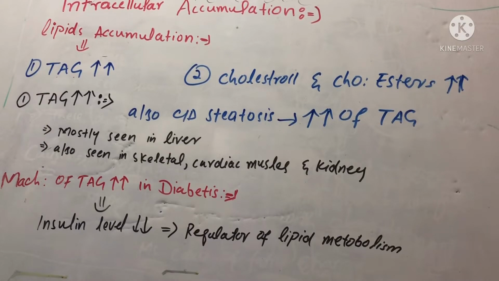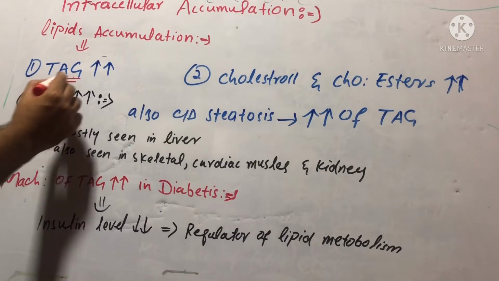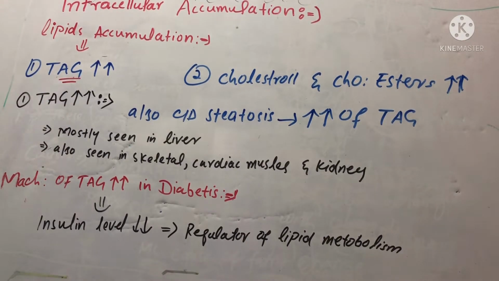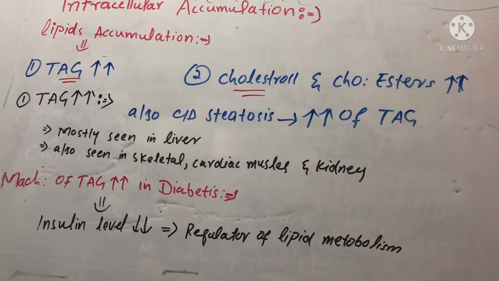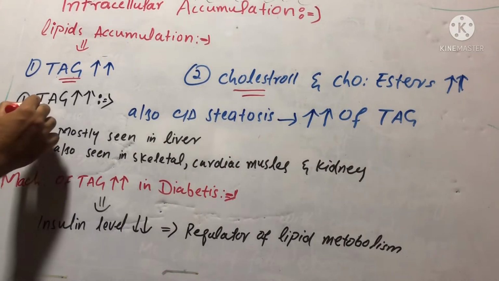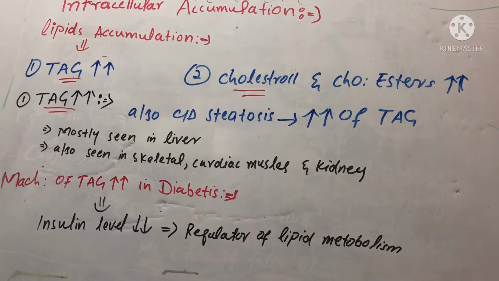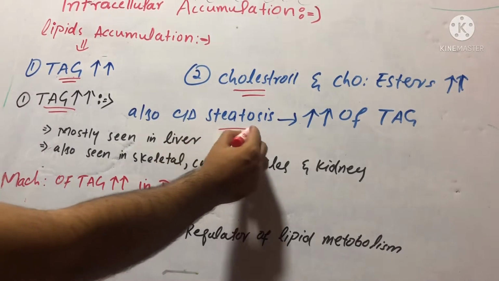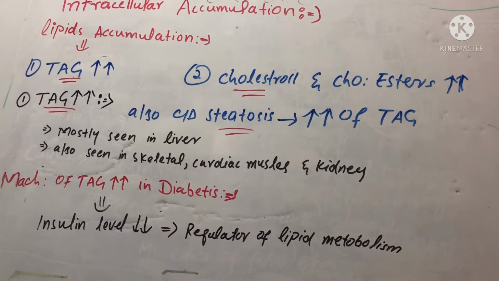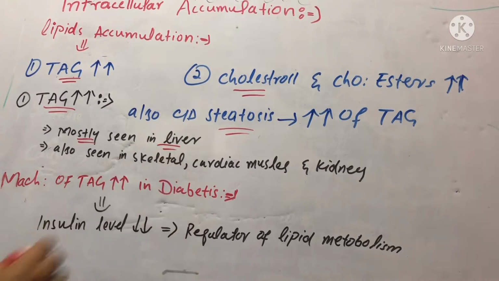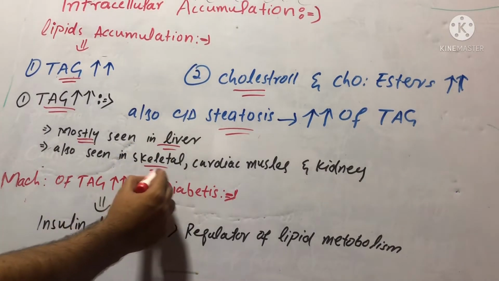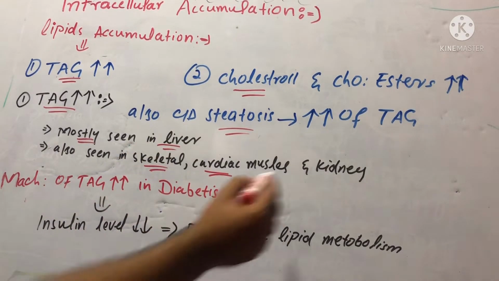First, we will discuss lipid accumulation. In lipid, two things are accumulated. Number first, triacylglycerol, and number second, cholesterol and cholesterol esters. First, we will discuss triacylglycerol accumulation. It is also called steatosis, which refers to accumulation of triacylglycerol. It is mostly seen in the liver and also seen in skeletal muscles, cardiac muscles, and kidney.